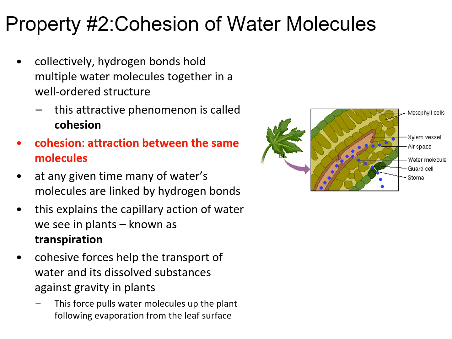Let's move on to the second property of water, which is the cohesion of water molecules. Collectively, the hydrogen bonds can hold multiple water molecules together in a well-ordered structure, like a chain of water molecules. This attractive phenomenon between water molecules is called cohesion. It is the result of hydrogen bonds. And at any given time, many of those water molecules are going to be linked by hydrogen bonds to form that well-ordered structure. Cohesion is actually defined as the attraction between molecules that are the same.